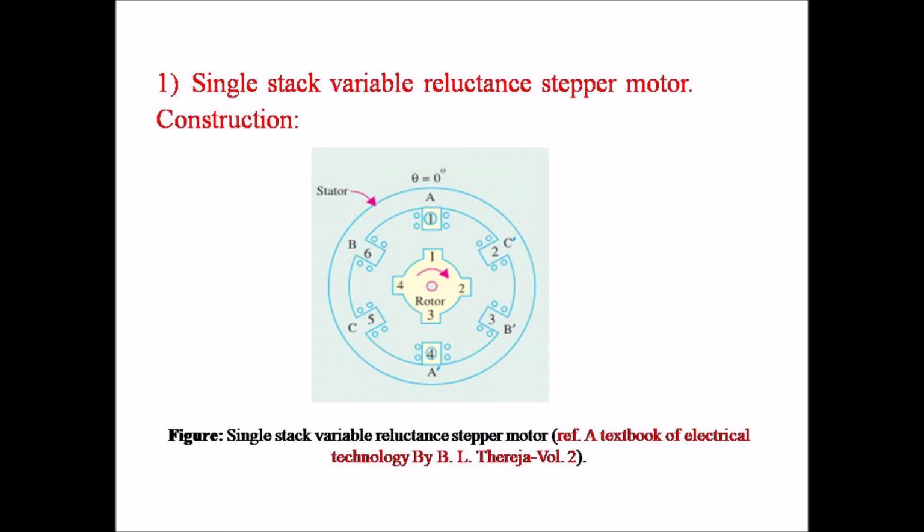First we will see the construction details and operation of single stack variable reluctance stepper motor. The construction of single stack variable reluctance stepper motor is shown in figure. The variable reluctance stepper motor has no permanent magnet either on the rotor or the stator. It is constructed from ferromagnetic material with certain number of stator and rotor poles. The figure shows a variable reluctance stepper motor with 6 stator and 4 rotor teeth.